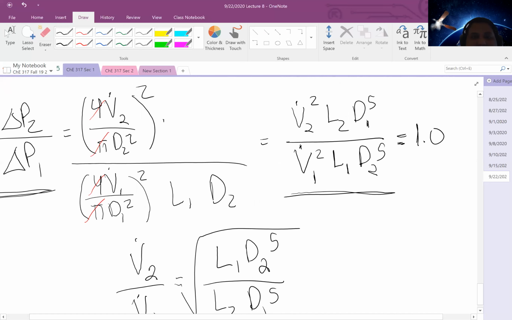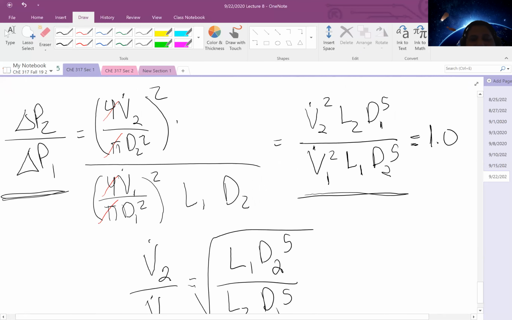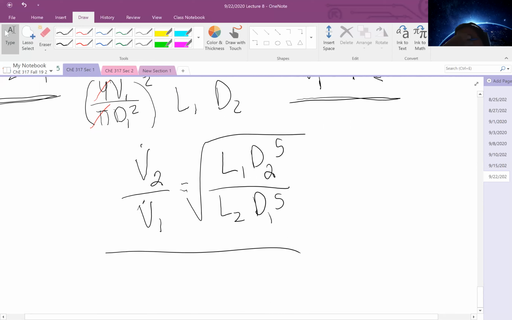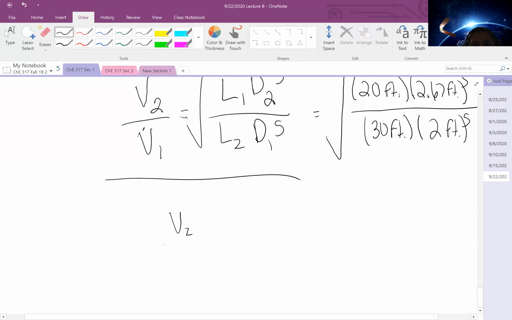And I was able to do this with a lot of algebra, but the beauty of it is I didn't need to know any of my values at this point in time. Now what I can do is simply plug in my values. 20 feet, 2.67 feet to the 5th, divided by 30 feet over 2 feet to the 5th. I do this and I have a comparison of my flow rates, V2 over V1.